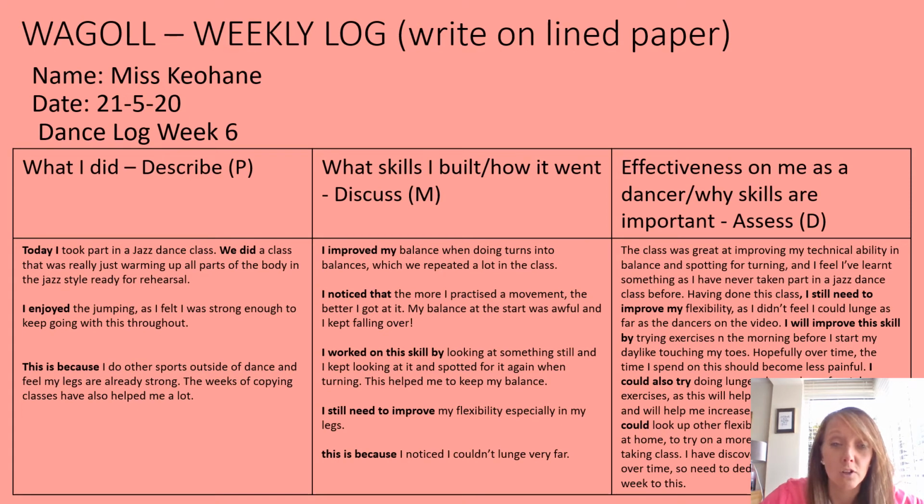Or the waggle that I've done here is a table, so you can draw this out on a piece of lined paper, or you could do it on the computer. Just insert a table, describe, discuss, and how effective it is. I have written what I think my skills would be in this jazz dance class, but obviously your skills might be different, and you won't be able to do this unless you've actually had a go at the exercises. So have fun with that.